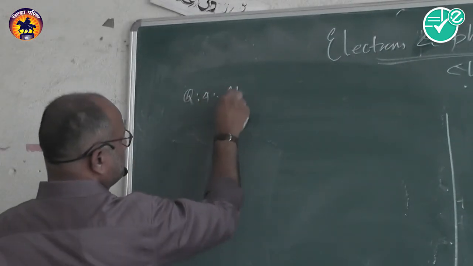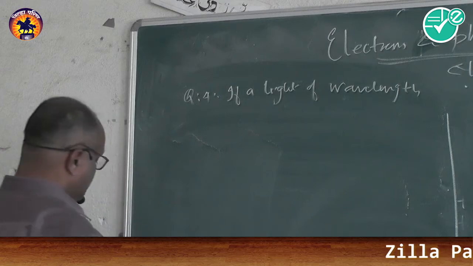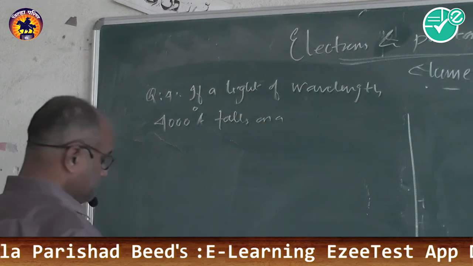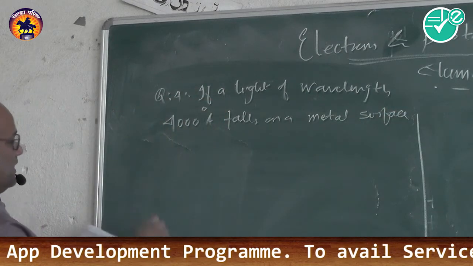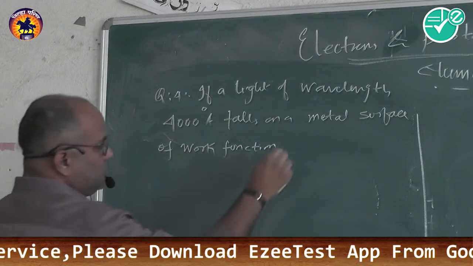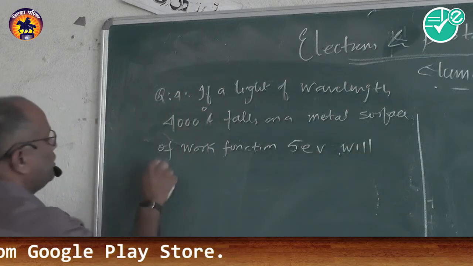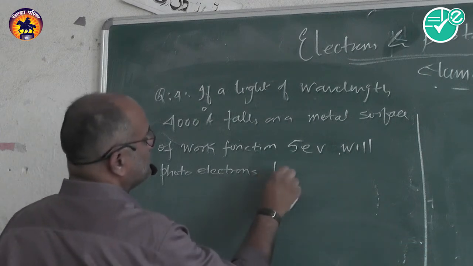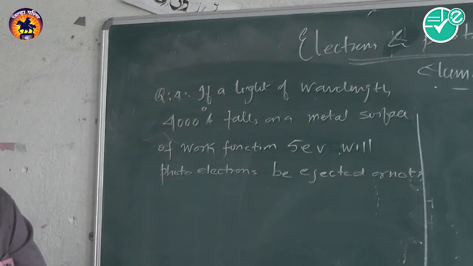If a light of wavelength 4000 angstrom falls on a metal surface of work function 5 electron volt, will photoelectrons be ejected or not? Will photoelectrons be ejected or not?